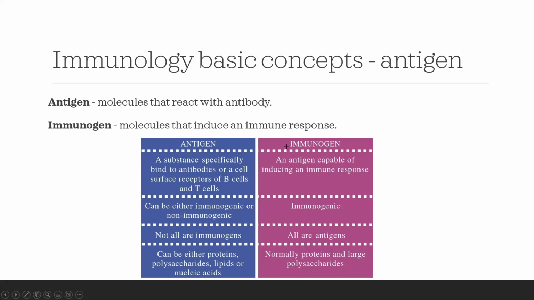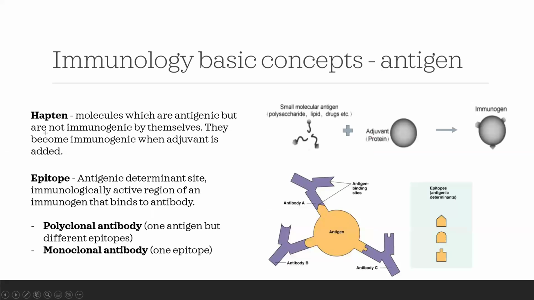So, basically, this table is trying to differentiate between the antigen and the immunogen. So the key information is that all the immunogens are antigens, but not all the antigens are immunogens. So there's a group of antigen that's not able to induce the immune response by itself. So this group of antigen is called hapten.